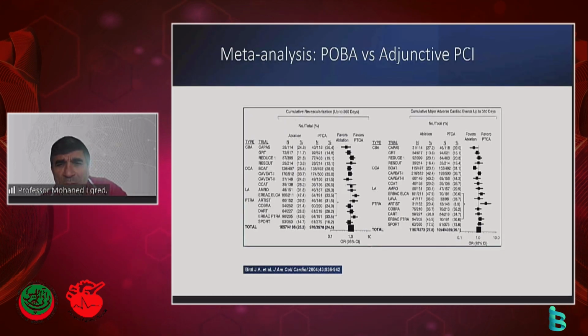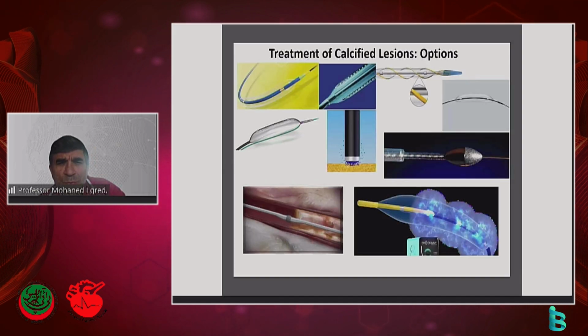There has been a meta-analysis; I'm just going to show you this quickly. We know that if you prepare the lesion very well, you are always going to have a better outcome. So what do we have? We have multiple options, and they have been covered a little earlier, from the cutting balloon to the scoring balloon, to rotablation, laser, and orbital atherectomy right now.